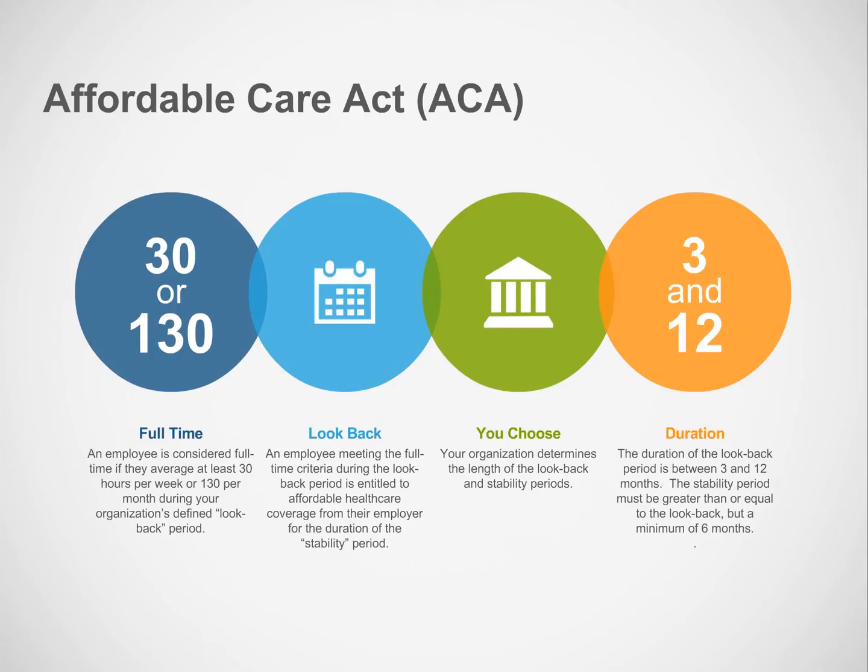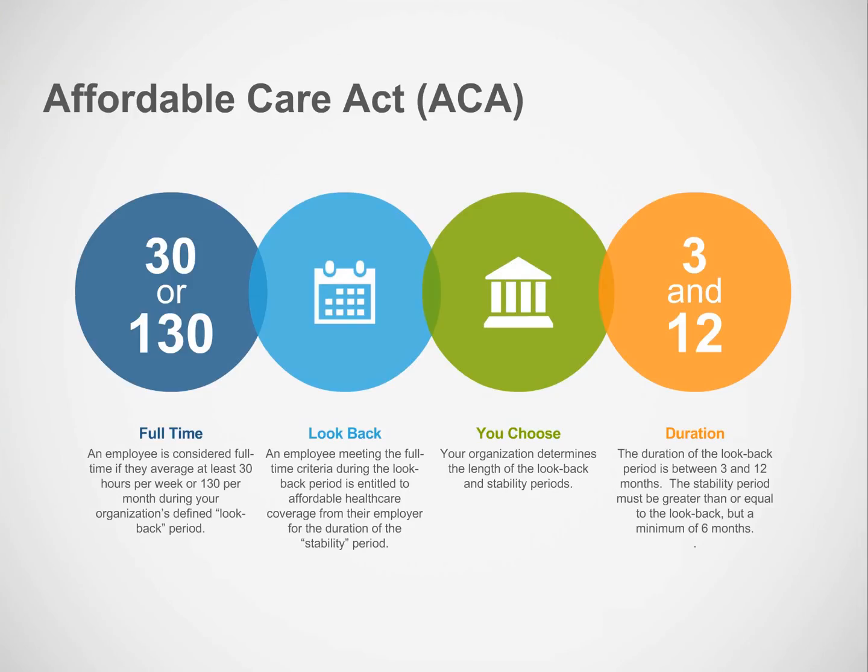You establish the length of the look-back period and stability periods. The stability period is the period of time in which health care benefits must be provided to qualifying employees. The duration of your look-back period is between 3 and 12 months. This is established by you. The stability period must be greater than or equal to the look-back period, but a minimum of 6 months and no greater than 12 months.